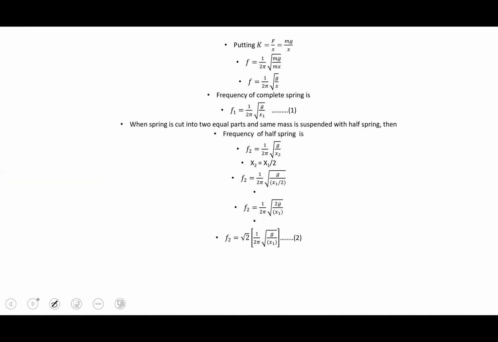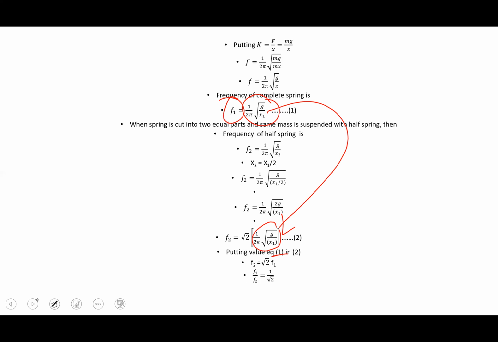We get F2 is equal to root 2, which is taken common, multiplied by, in this case, 1 over 2 into root g over x1. So root 2 has been taken common. But what is this equation? Isn't this equal to F1? So we're putting this value of F1 over here. So what do we get? Putting the values of equation number 1 in equation number 2, F2 will be equal to root 2 into F1.